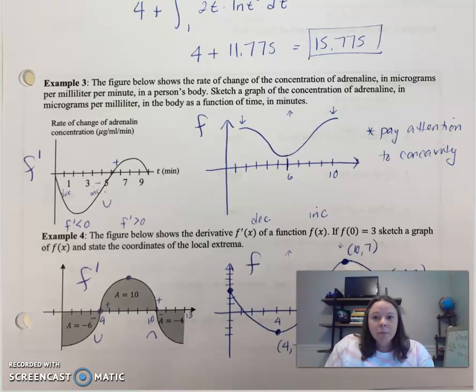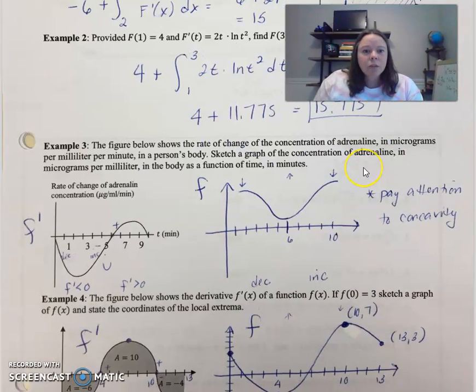The figure below shows the rate of change of the concentration of adrenaline in micrograms per milliliter per minute in a person's body. Sketch a graph of the concentration of adrenaline in micrograms per milliliter in the body as a function of time in minutes. That's what I did here. I'm going from the derivative, and I sketched a graph of our original function.